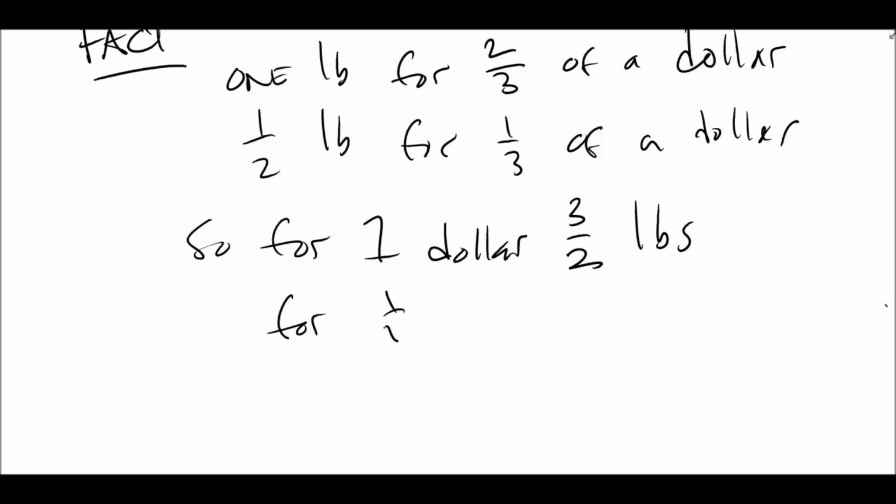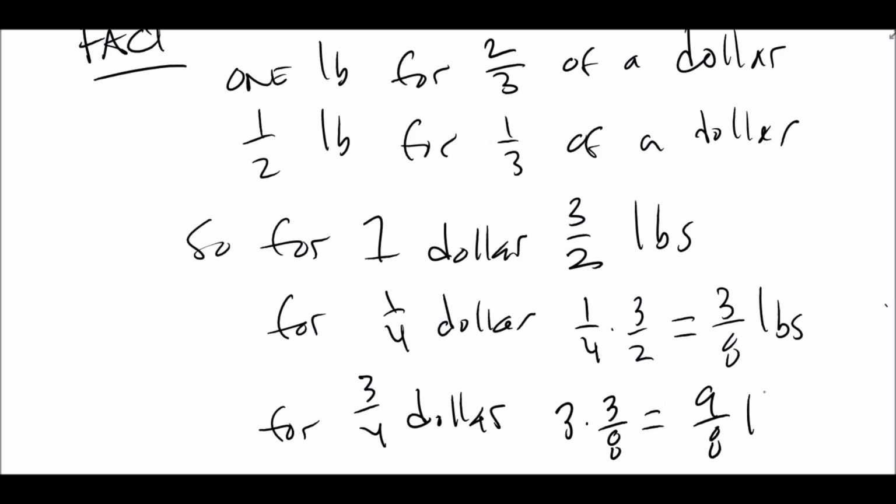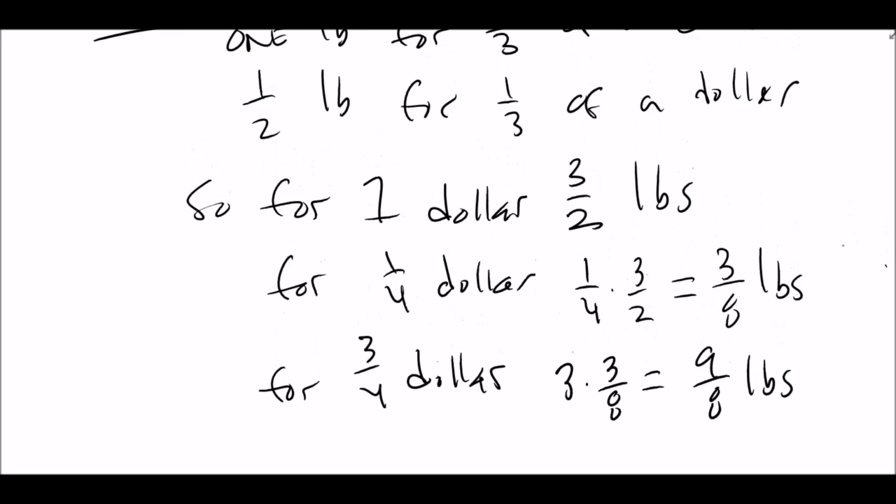Well, let's now imagine that I want to get this into fourths of a dollar. So for 1/4 of a dollar, I could get 1/4 of 3/2, which would be 3/8 pounds. But I really needed 3/4 of a dollar. That was given in the question. So I really need 3 of those 3/8 pounds, which is 9/8 pounds, which answers the question for me.